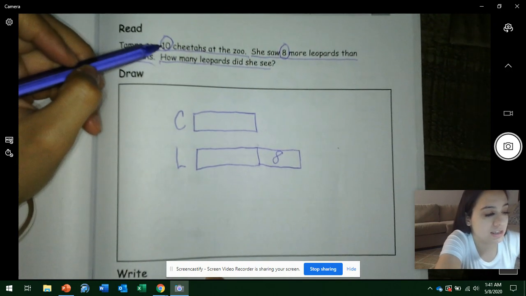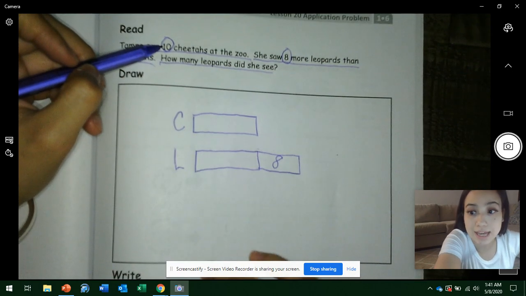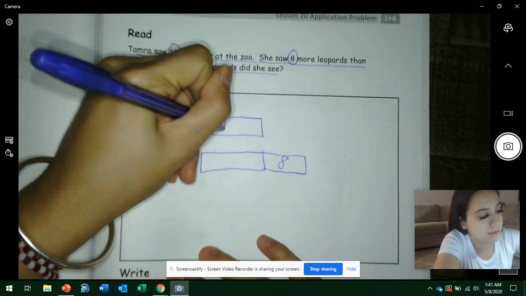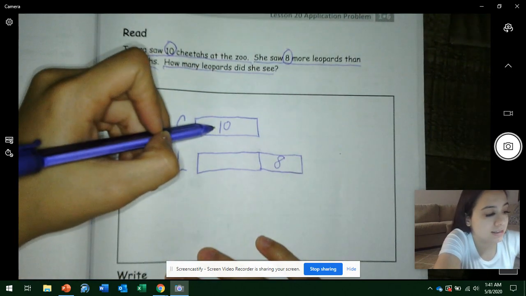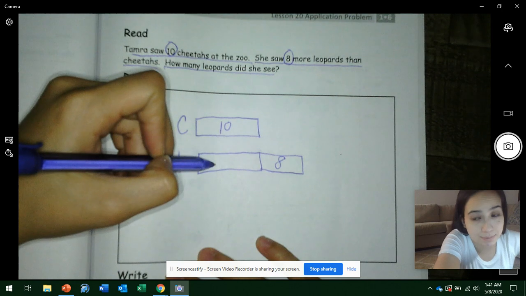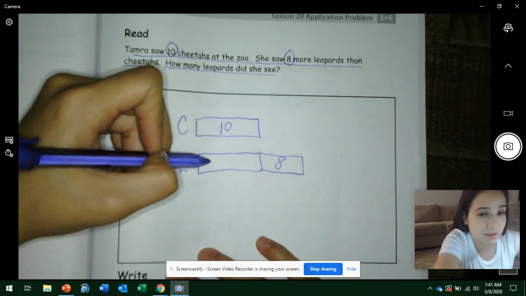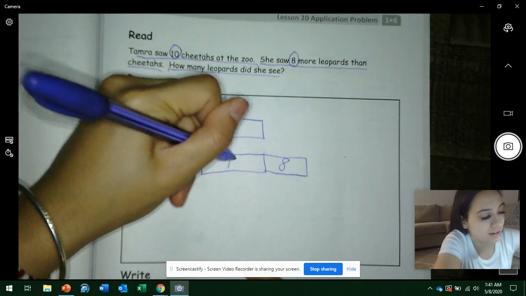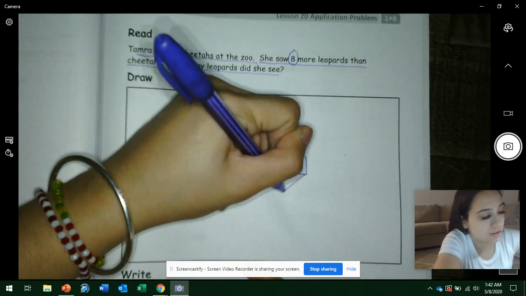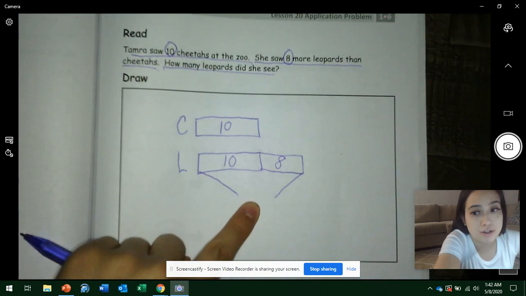So we already have a part. And how many cheetahs did she see, boys and girls? Get ready. Yes, 10. So we're going to put a 10 here. And we know that since this tape is equal in size to this tape, that means they're the same. So if this tape has 10, this part of the tape has how many, boys and girls? Get ready. 10. Very good.